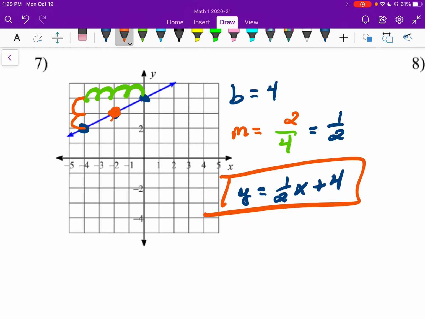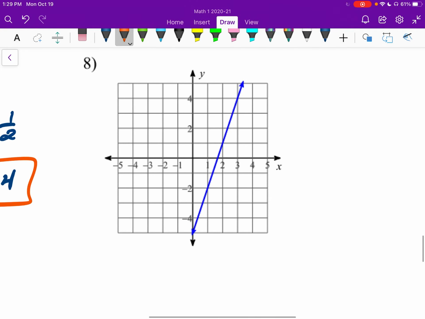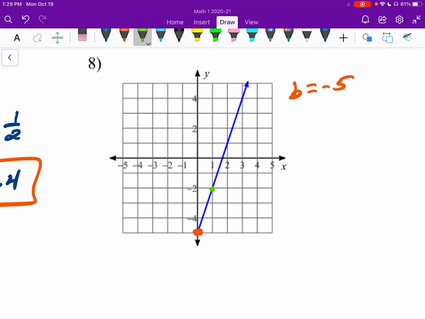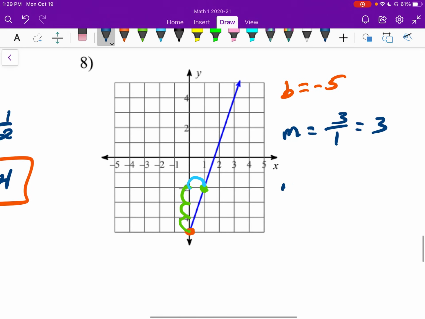All right, number 8, last one. This one's positive. Ooh, our y-intercept, it looks like it's going to be right there, almost off the page. So b is -5. And then where's another point? We'll see right there. We count up 1, 2, 3. We count over 1. So m should be positive 3/1, or just 3. And y equals 3x minus 5.